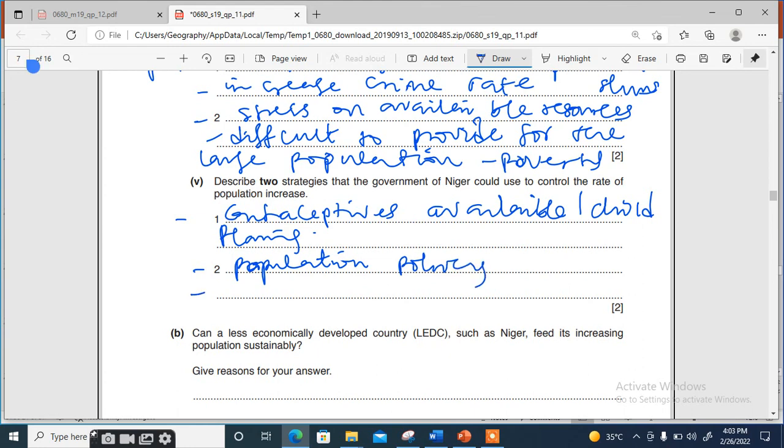They can also look at education of women. We can also look at things like, okay, increased contraceptive availability and education on child planning.